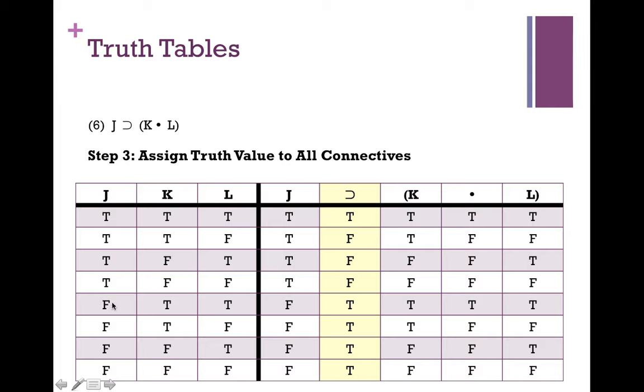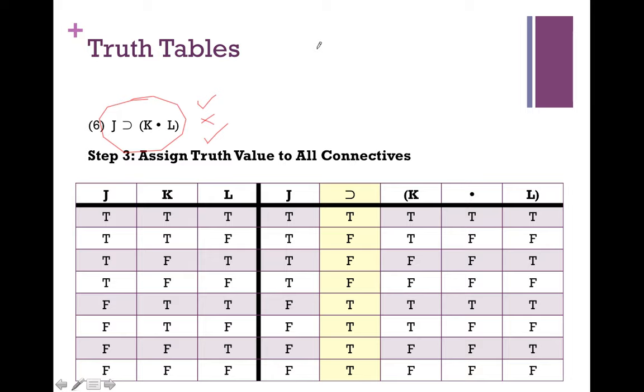It's also true if J is false. Anytime J is false, this entire thing up here. If J, K, and L are true, it's true. If J is true but K or L is false, then it's false. If J is false, doesn't matter about K or L. If J is false, then it is true.